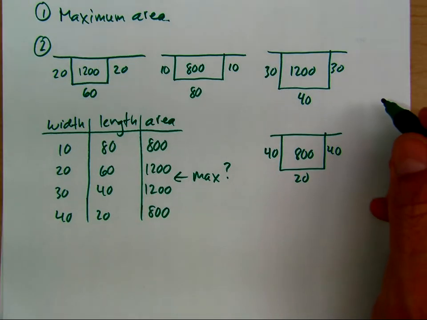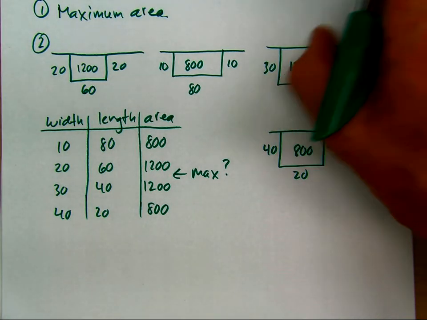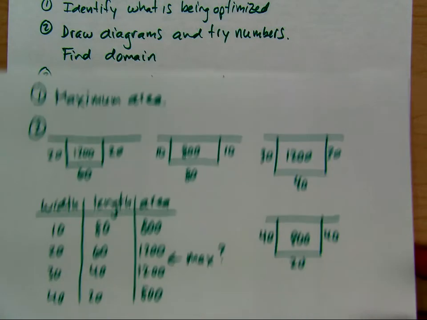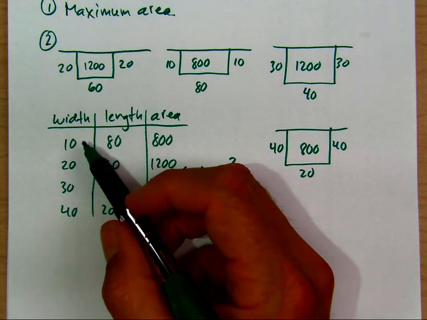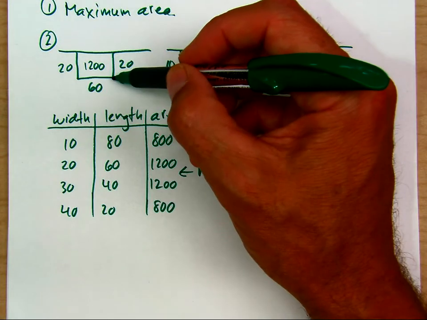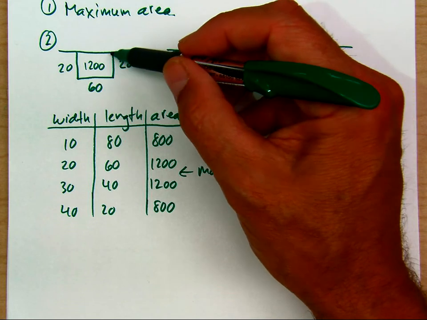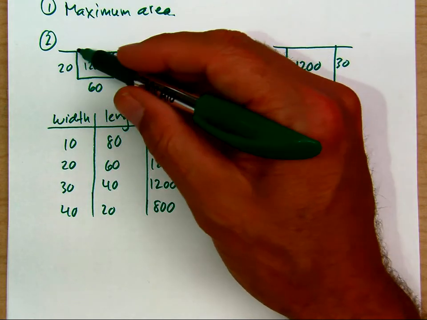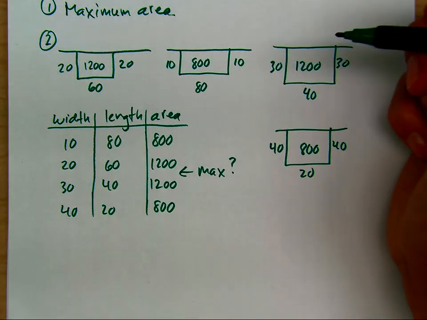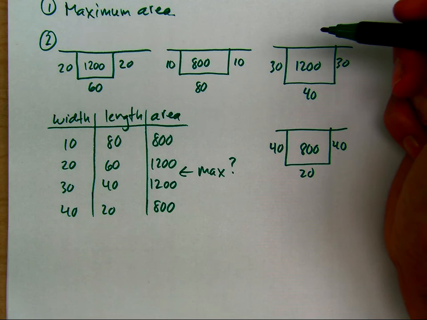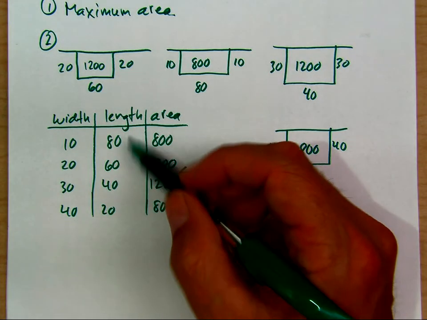So that is step 2, and we also want to find the domain. So what's the biggest width we can have? If we look at the picture, we could make a width of 0, and then the fence would be 100 feet long, but the area would be 0. Or we could have a width of 50, and then the length would be 0. Both of those have 0 area. We're not going to consider them, but we can see that the width can go from 0 to 50. The length can go from 0 to 100.